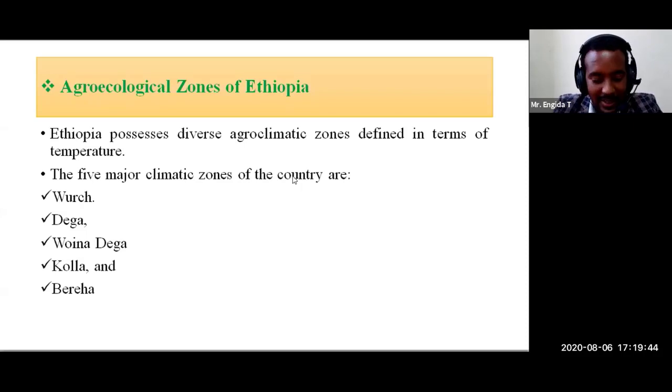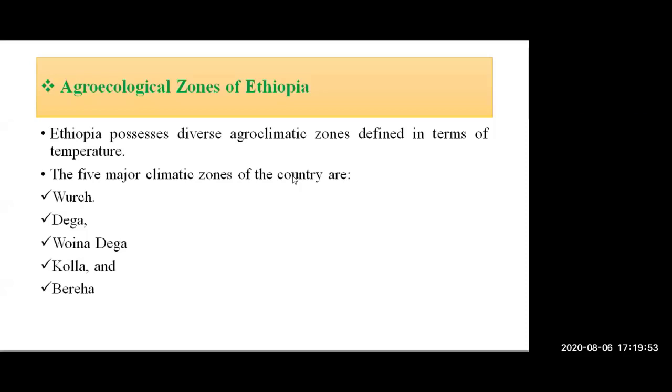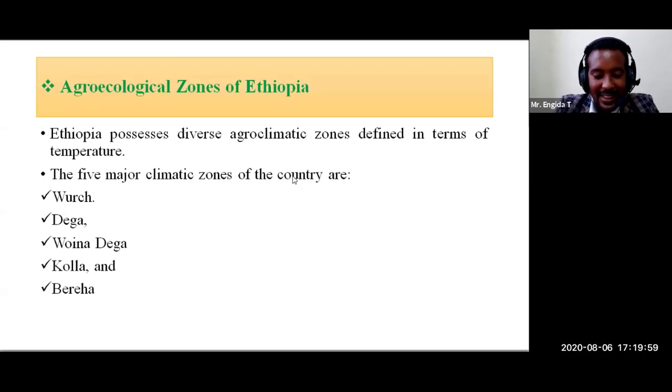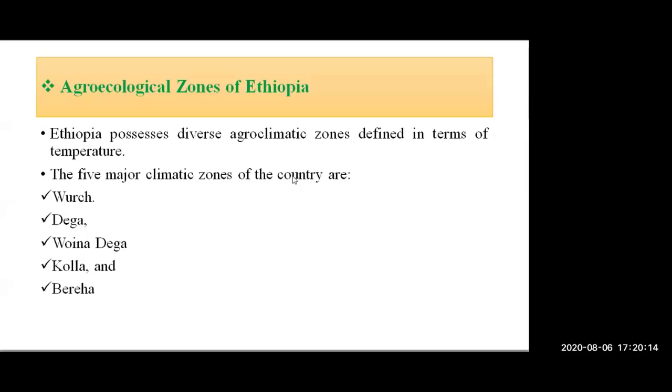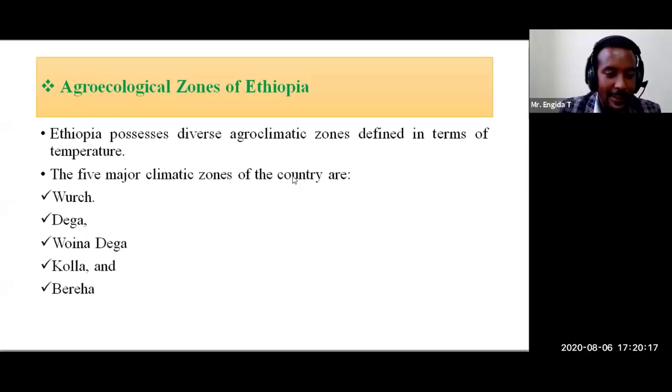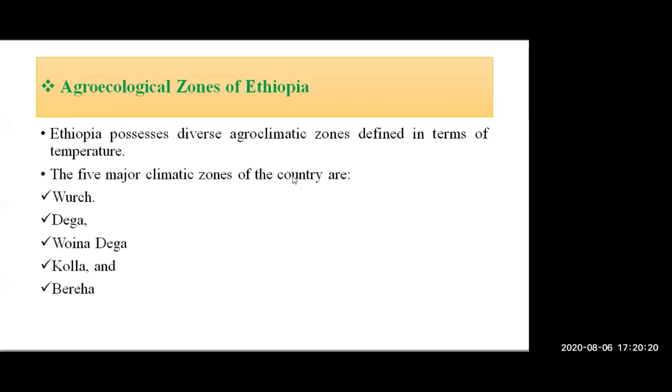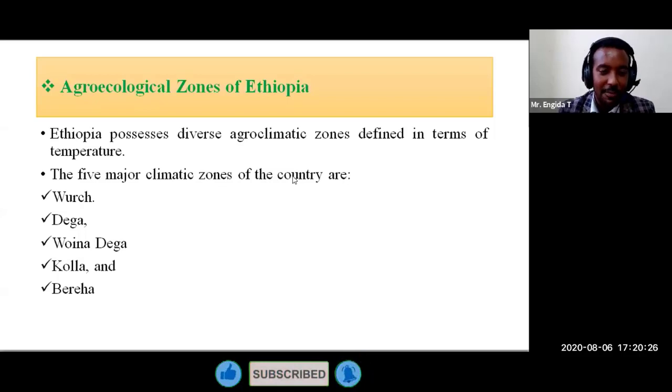As you remember, the southwestern portions of the country, like Wallagga, Jimma, Kaffa, Illubabur, that part of Ethiopia receives rainfall almost throughout the year because of its natural relief structure, which is also called the wettest parts of the country. That zone or that part of Ethiopia is grouped under all year round rainfall receiving parts or zone of the country.